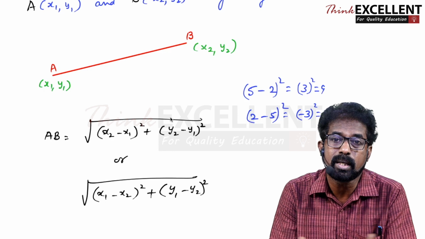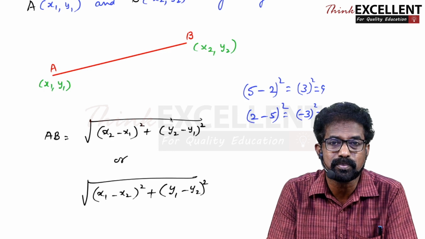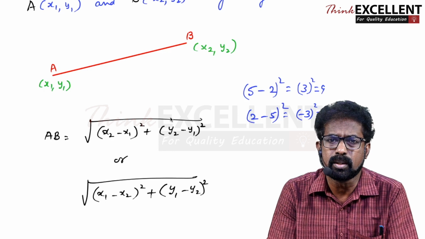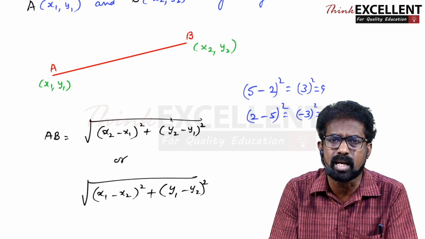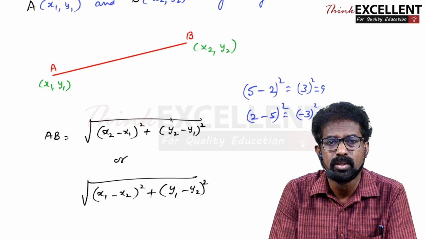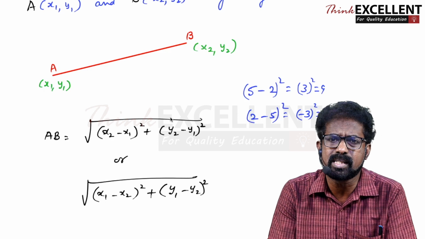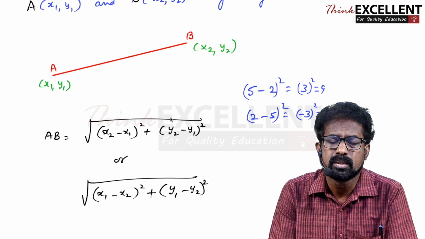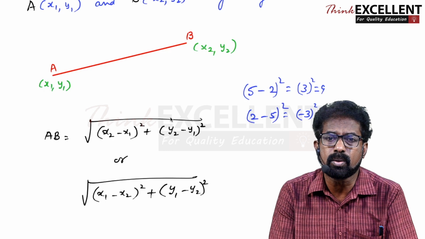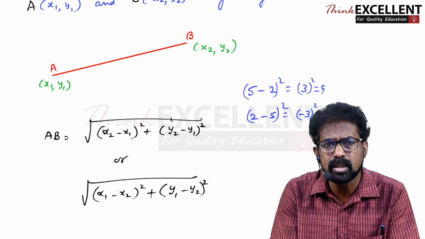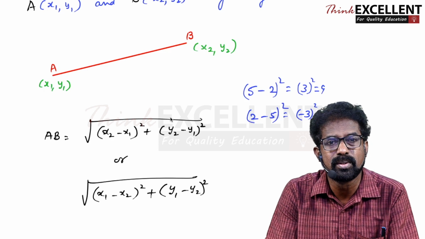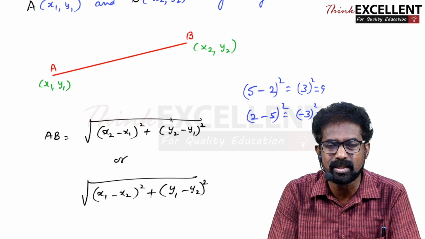Based on this, what type of questions can they ask? They give 3 points and ask you to prove that they form an equilateral triangle, an isosceles triangle or a right angle triangle. So what do you do? You find all the 3 sides using the distance formula. Suppose 2 sides are equal, you can say it is an isosceles triangle. If all the 3 sides you are getting the same, then you say it is an equilateral triangle.